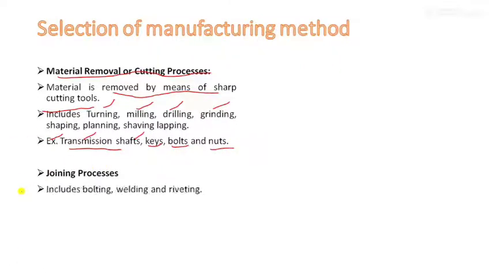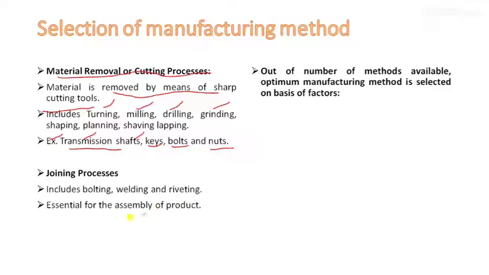And then the last one is the joining process. We will also learn about the design of bolted joints, welded joints, and riveted joints. So the joining process includes bolting, welding and riveting. It is essential for the assembly of products, right? So till now we have understood four manufacturing methods. The first one is casting, the second one is forging, that is a deformation process, the third one is the cutting process, which is nothing but a machining process, and the last one is the joining process.